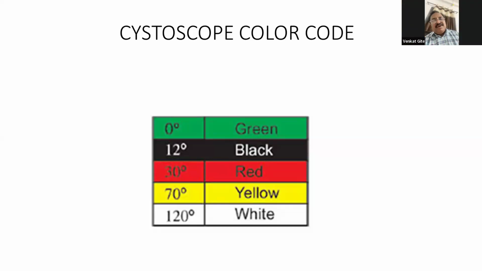So just say 0 degree. I will use 0 degree for the urethra for entering inside the bladder, replace with 30 degree for accessing the bladder, and the area if it is not accessible by 30 degree, if required, I will go for 70 and 120.